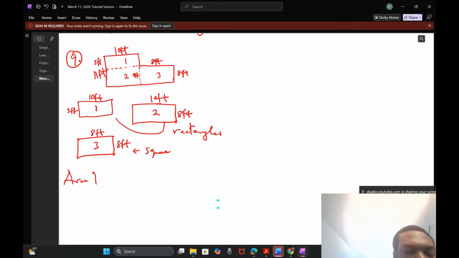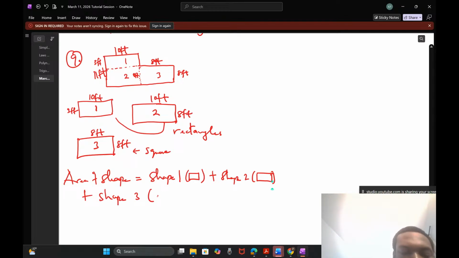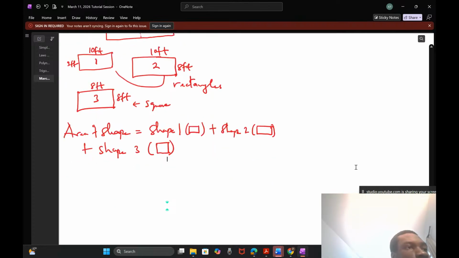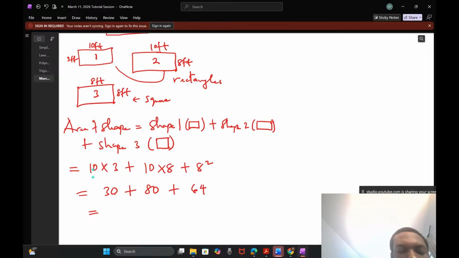So the area of shape equals to shape 1, which is a rectangle, plus shape 2, which is also a rectangle, plus shape 3, which is a square. So that will be 10 times 3 plus 10 times 8 plus 8 squared. So 10 times 3 is 30 plus 10 times 8 is 80 plus 8 squared is 64. 80 plus 30 is 110 plus 64. That should be 172 feet square. So that's the area for that shape.